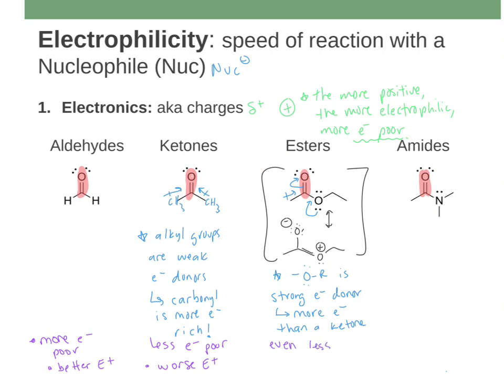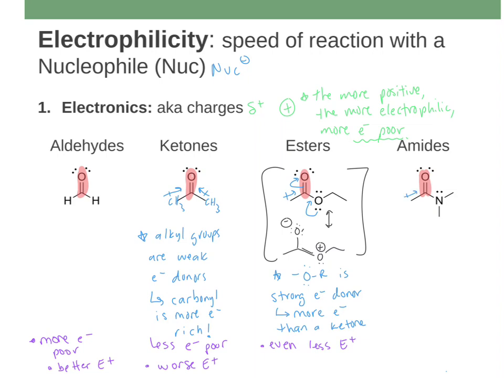which means that my esters are even less electrophilic than the ketones are. They don't react as quickly because they're so electron rich, they don't attract that negative nucleophile as much because of that. And if we look at the amides, same deal, right?